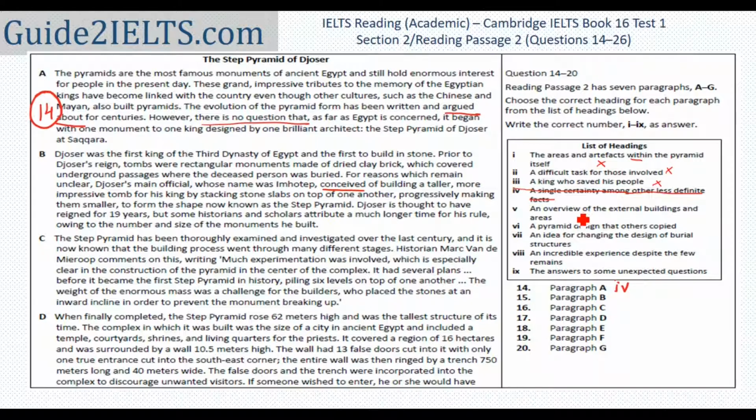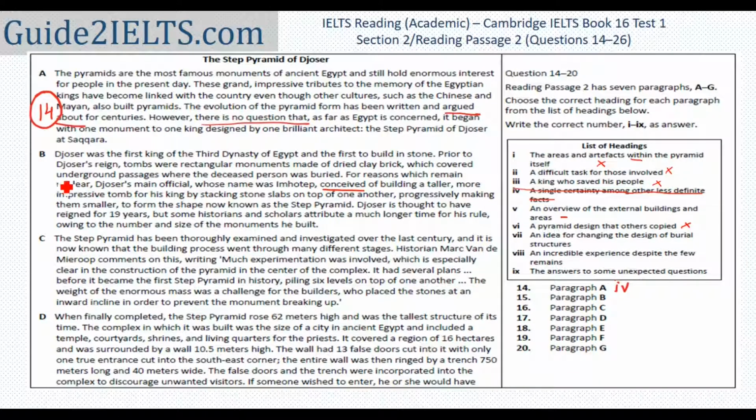Not at all. Overview of external buildings and area. It does talk about the basic design, but I don't think this is the answer. I'll still not cross this out. A pyramid design that others copied. It does mention a new design, but it doesn't mention anywhere that somebody else copied it. So no. The idea of changing the design of burial structures.